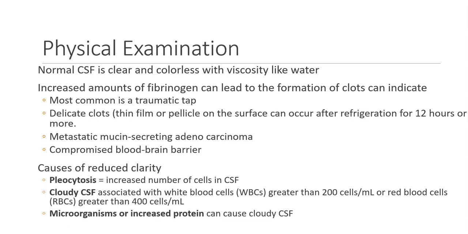Increased amounts of fibrinogen, which is a blood clotting protein, can lead to the formation of clots, which indicate most commonly that this is a traumatic tap. And again, a traumatic tap is one in which a blood vessel was pierced on the way in, and so in addition to obtaining spinal fluid, you're going to get blood.